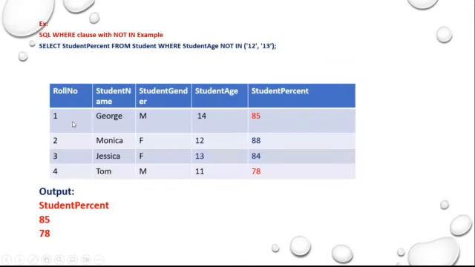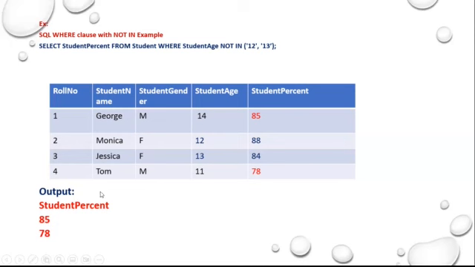Here, let's assume the same table with roll number, student name, student gender, student age, and student percentage. Now we give the query: SELECT student percent FROM student WHERE student age NOT IN (12, 13). That means except 12 and 13, the remaining data will be printed. When you give the query, it will print the student percentage like 85 and 78, because we have given NOT IN. So 12 and 13 are left out and the remaining is printed here.